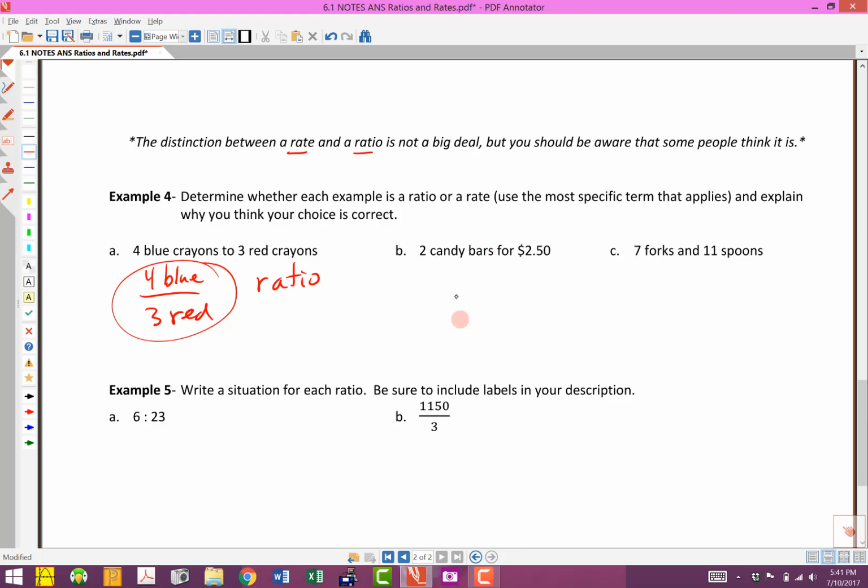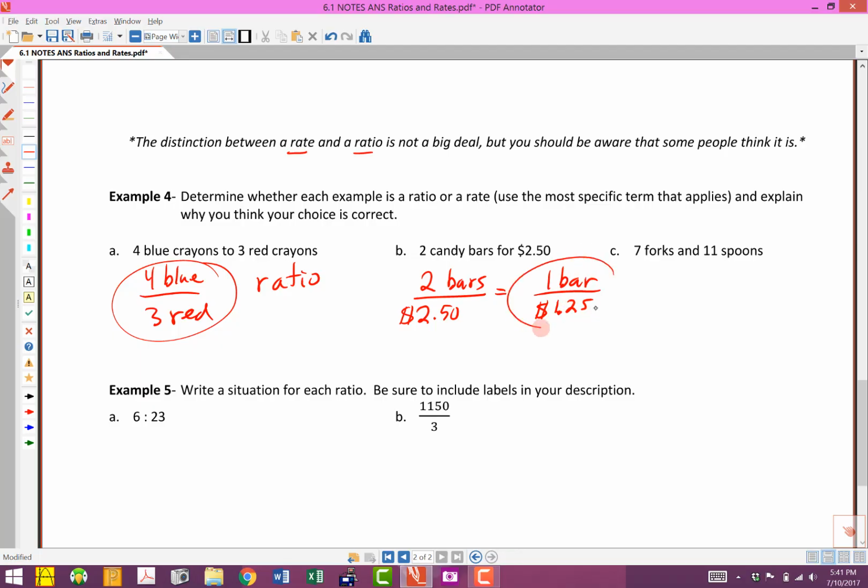Let's take a look at this one. 2 candy bars for $2.50. So I'm going to write 2 bars on the top. I'm going to write $2.50 on the bottom. I'm going to go ahead and simplify that because these are both even. We're going to say 1 bar, and then on the bottom we'd have $1.25.